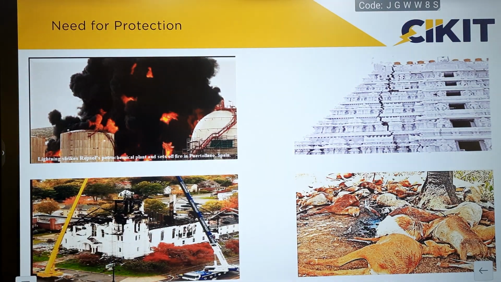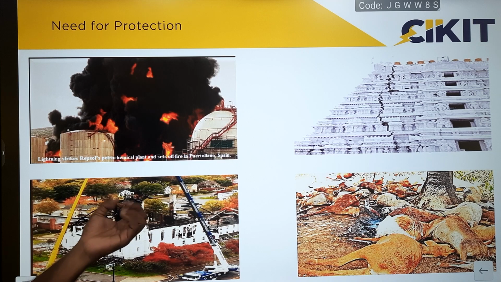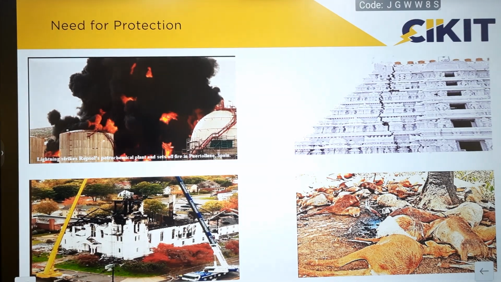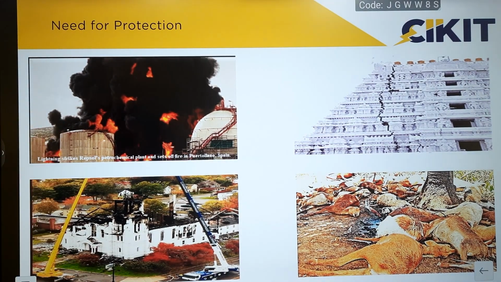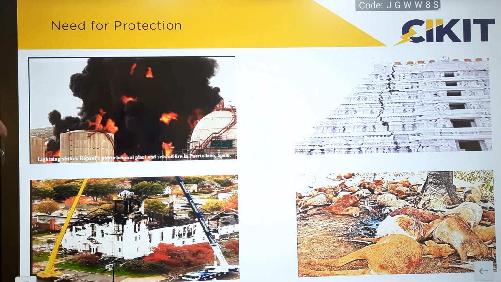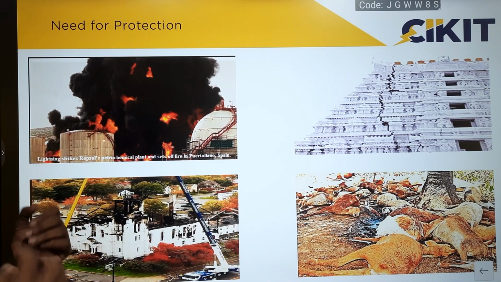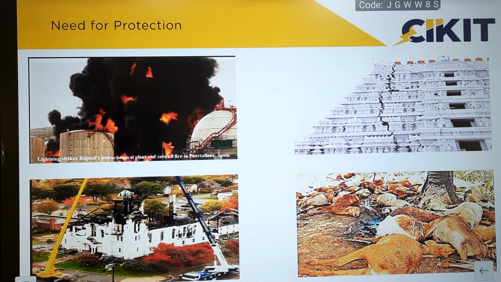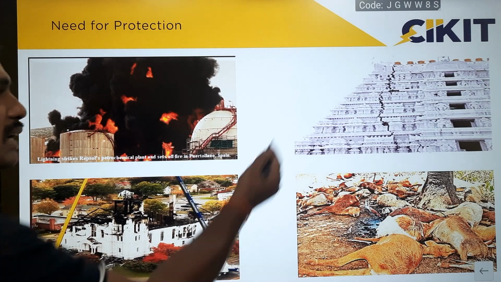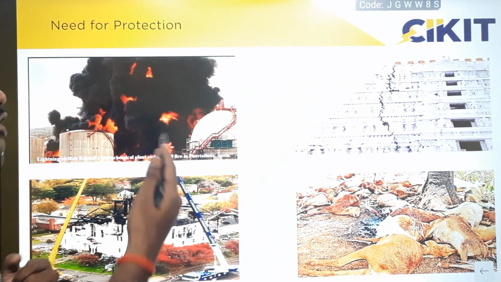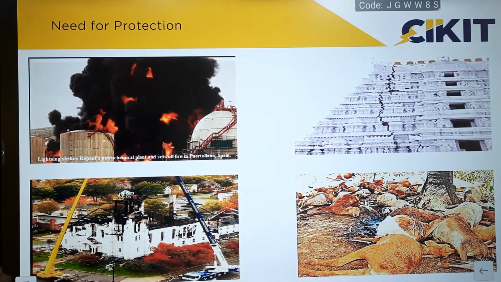The first one is the fire accident that happened in an oil storage area. Here we can observe that apart from the physical damage, the lightning can also result in fire and explosion. So whenever we are taking protection measures, we have to consider fire protection measures as well as a part of the lightning protection system. The second one is structural damage. The third one is also damage caused by fire. And the fourth one is due to ground potential rise.